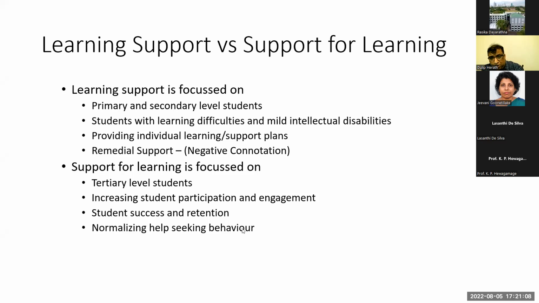And the last one is also important. One of the main objectives is to normalize help-seeking behavior, because the university had a number of support centers, some math support center, and also student writing support, and some ad hoc support given by tutors and some lecturers. Therefore, there was no single platform for seeking help. So that is also one of the reasons for establishing the support for learning framework.